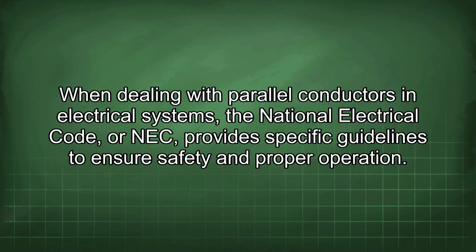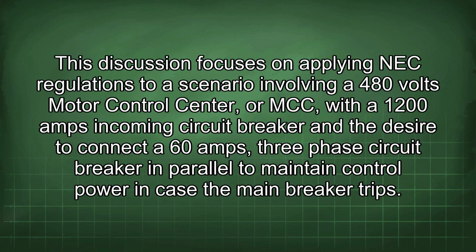When dealing with parallel conductors in electrical systems, the National Electrical Code, or NEC, provides specific guidelines to ensure safety and proper operation. This discussion focuses on applying NEC regulations to a scenario involving a 480 volts motor control center, or MCC, with a 1200 amps incoming circuit breaker and the desire to connect a 60 amps three-phase circuit breaker in parallel to maintain control power in case the main breaker trips.